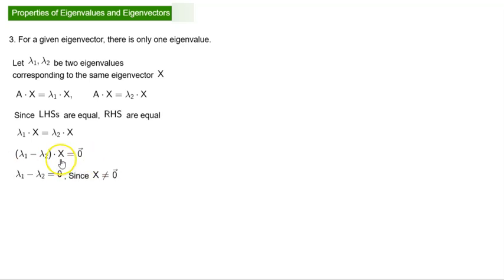Now, by definition, x, which is an eigenvector, cannot be a 0 vector, which means lambda 1 minus lambda 2 has to be equal to 0, which means lambda 1 is equal to lambda 2. So for a given eigenvector, there is only one eigenvalue.